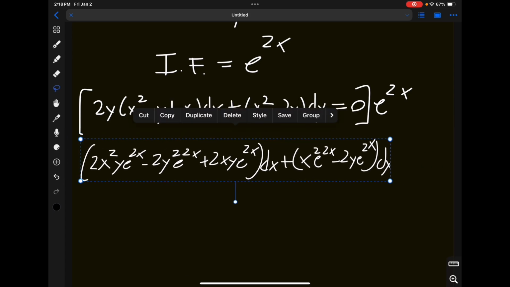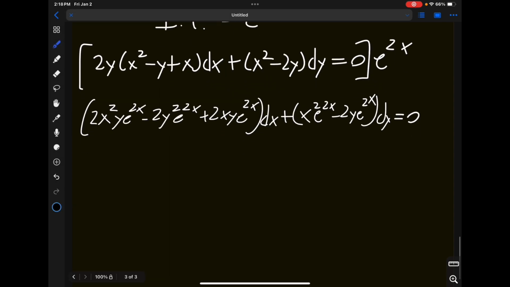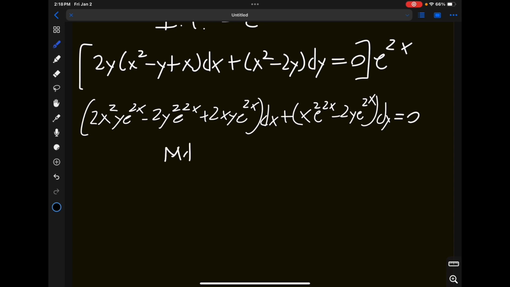There we go, and then equals 0. After multiplying both sides by our integrating factor, let us test if it is really true. We converted the inexact to exact dE. Now again, for the test of exactness, we remember that this is our general equation, M dx plus N dy equals 0. We know that this is our M and this is our N.